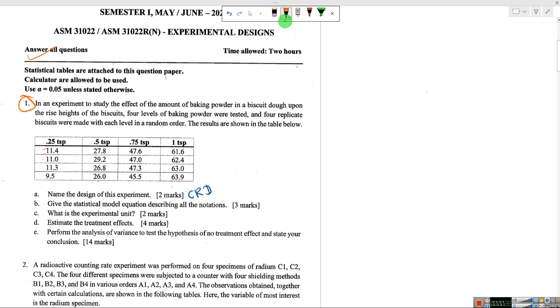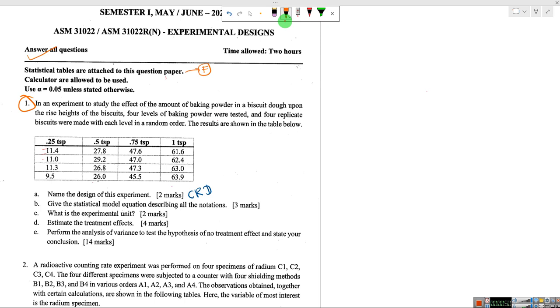Before that they have given some instructions. Statistical tables are attached to this question paper. Basically for this calculation we will require the F table. We will calculate the F value by constructing the ANOVA table, and then compare it with the table F value to conclude whether there is any difference between the means of the treatments, right?